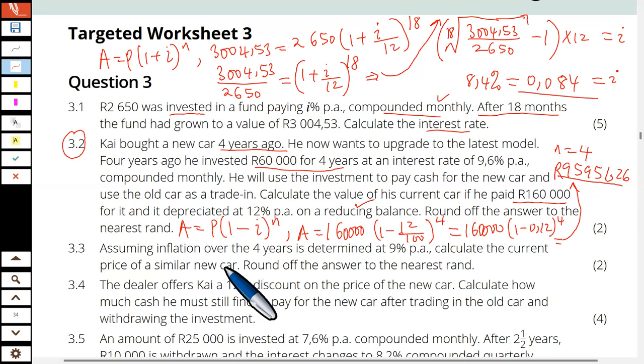Let me give you 1 more minute to deal with inflation, because it's very easy. Tell me what you think. In 3.3, we are assuming inflation over the 4 years is determined at 9%. Calculate the current price of a new car, rounded off to the nearest rand. How do we deal with inflation?